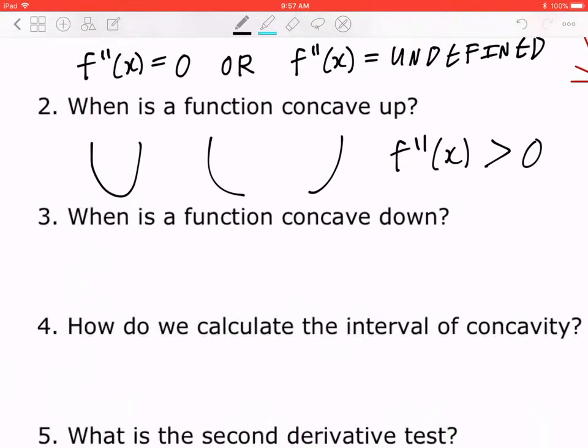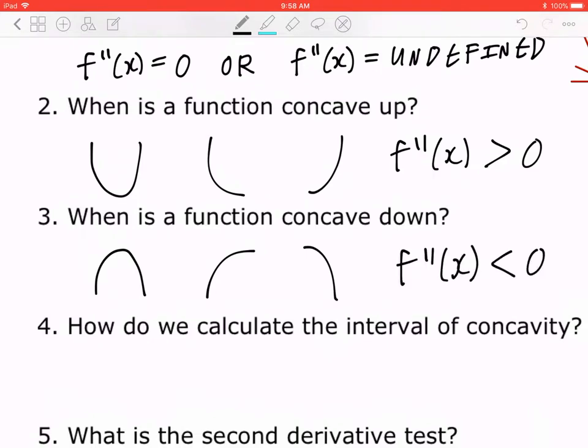On the other hand, number 3, when is the function concave down? This is the exact opposite. Concave down could look something like that, or just the left-hand side or the right-hand side. These 3 cases are examples of a function when it's concave down. And the second derivative is going to be negative.